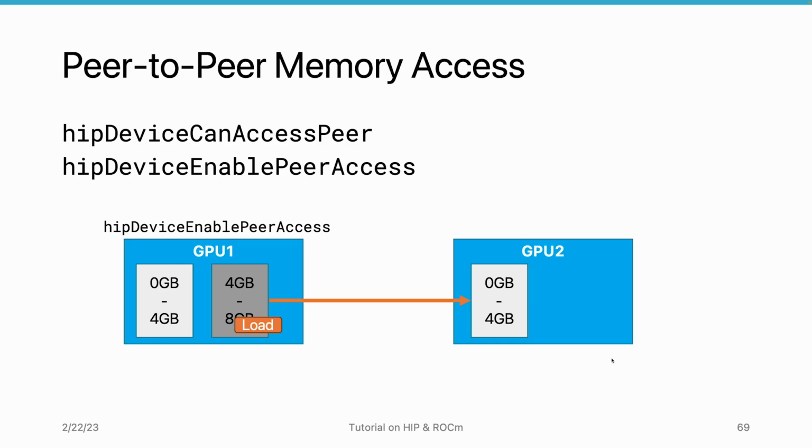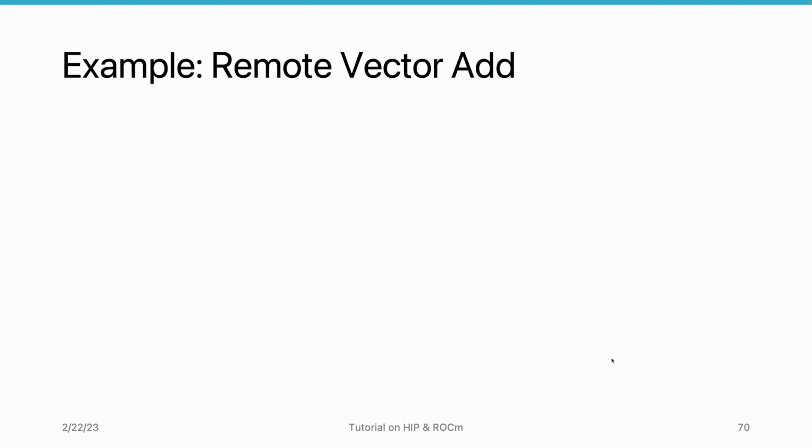So if you're only accessing one piece of data, that can be fine. Or if you can pipeline the memory access, that can also improve the performance. But if you have a complex memory access pattern, the performance can be hard to predict. Let's see an example of how we can use it.